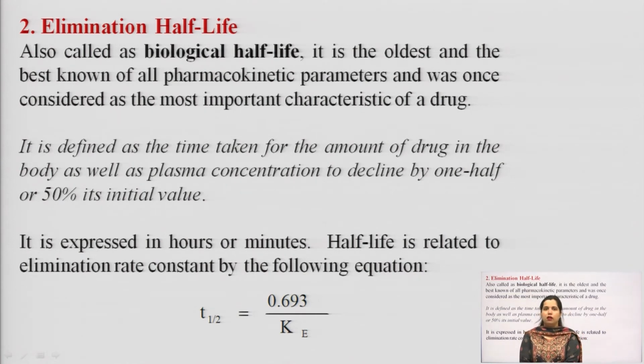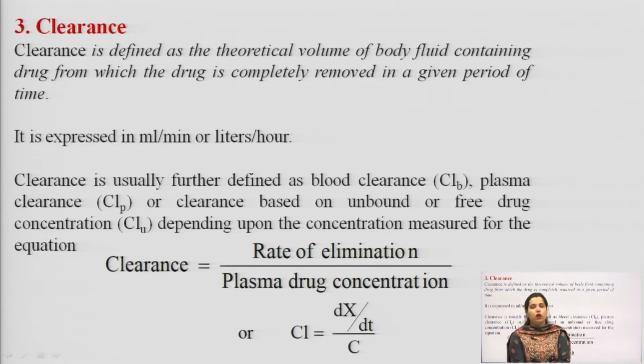The higher the half-life, the longer the elimination will take; we can say it will take longer to remove the drug from the system. So, t half is equal to 0.693 by Ke. Now the third point is clearance.